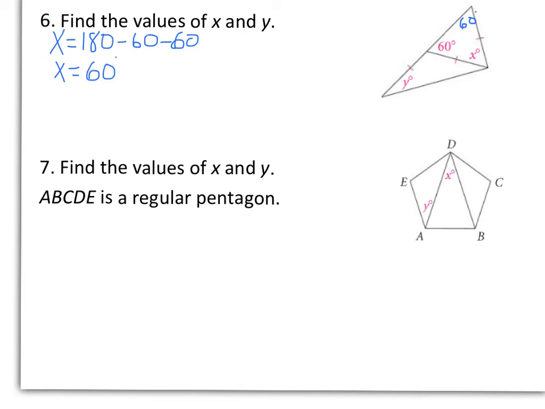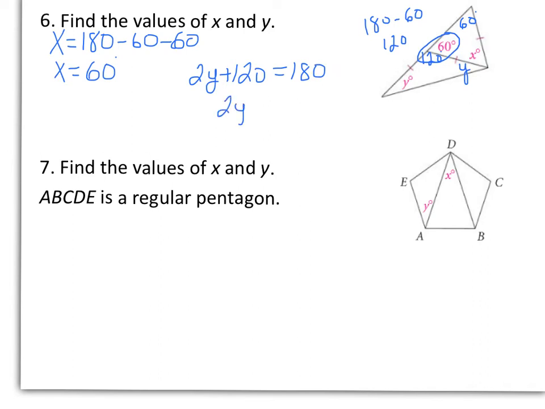Then with my triangle that has Y, I see that these two angles are supplementary. So to get the missing angle, if I take 180 minus 60, I get 120. So I know that the angle up top, the vertex of my triangle on the left, is 120 degrees. My sides are congruent, so that tells me if one base angle is Y, the other one's Y. So I can add up my angles in the triangle, so 2Y plus 120, and set it equal to 180. So I get 2Y equals 60, or Y is 30 degrees.